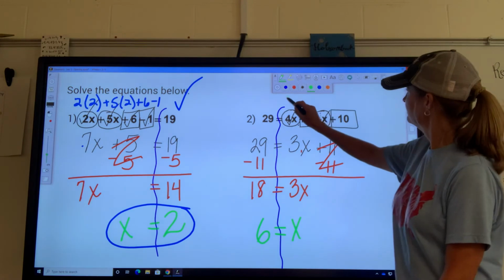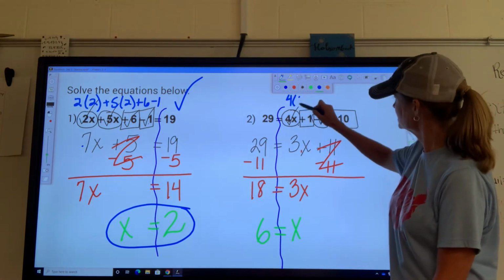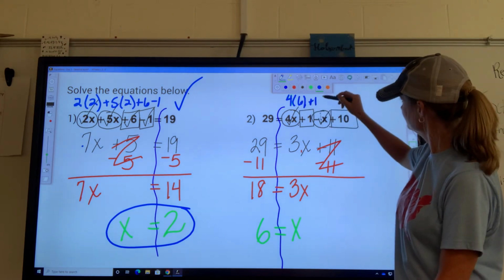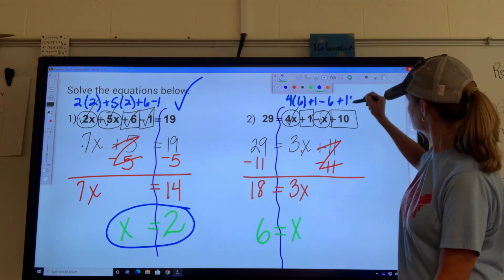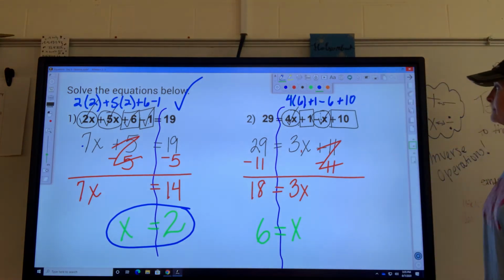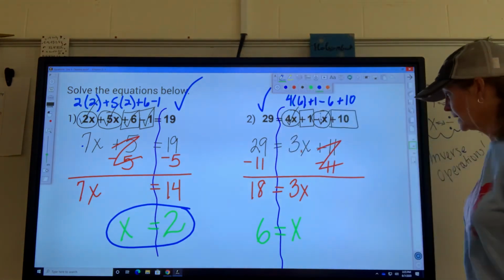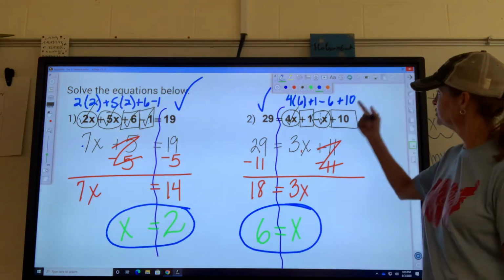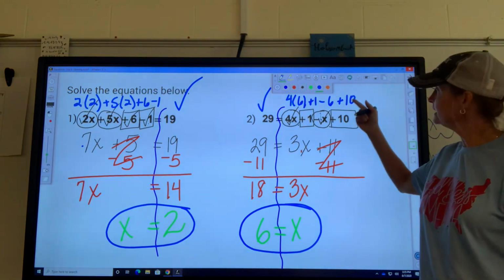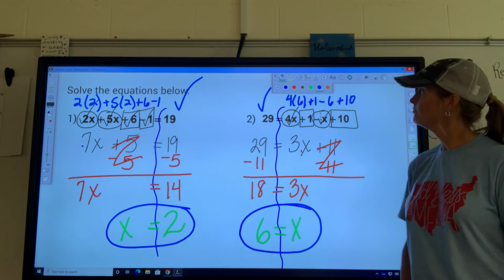Let's check. Oh, wrong color. Insert 6. That's 24 plus 1 is 25. 25 minus 6. Does that equal 29? 25 minus 6 is 19. 19 plus 10, 29. Cha-ching. Are we happy and we know it? Circle our answer. So this is your calculator check. When you plug it in, the big side should equal the single side. There we go. All right.